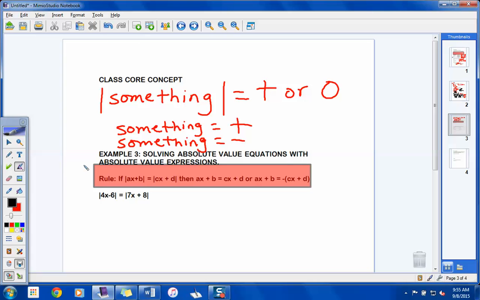So let's look at this. Here's how this works. Pretend the left side is your something. What is something on the left side?